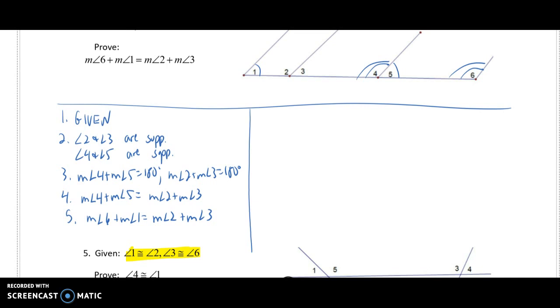Taking step 2 into step 3, since 4 and 5 are supplements, they add up to 180. 2 and 3 also add up to 180. That is the essence of supplements. It's a definition of supplements for our reason then.